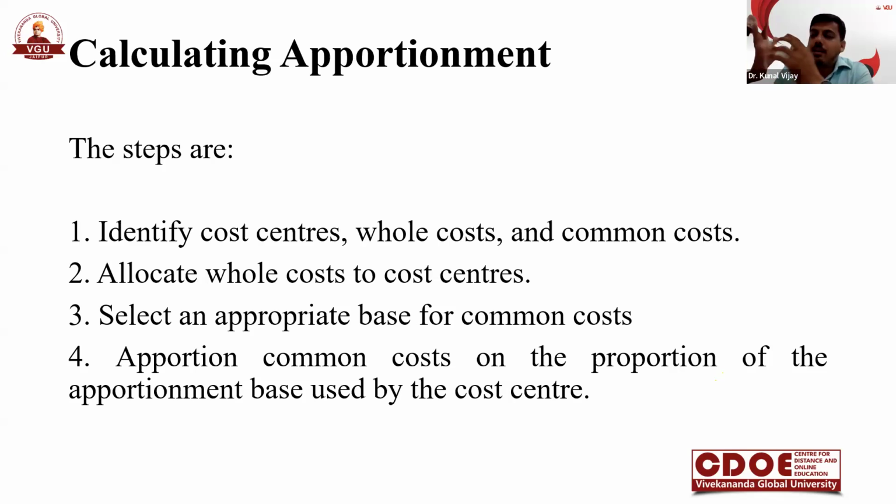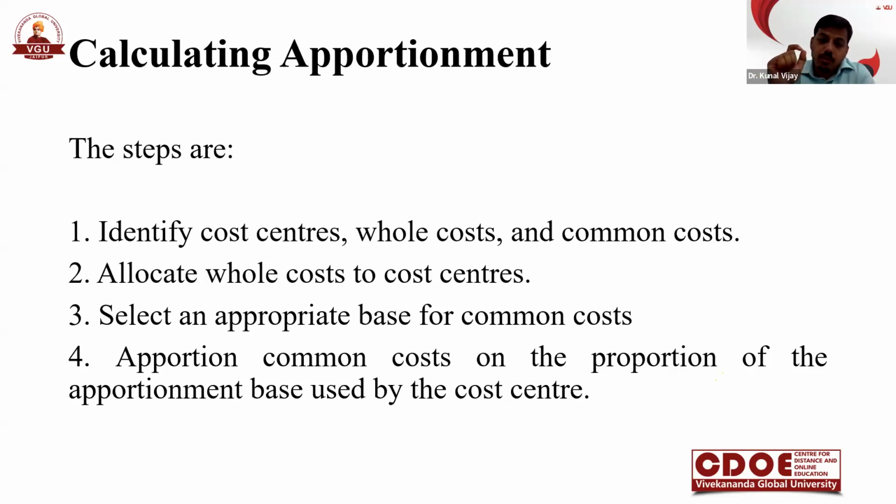is purchase center, sales center. So there can be different cost centers. So we will have to identify. Then after we will identify what is whole cost for particular cost centers. So we will directly allocate them. Then after that common cost for the entire cost centers. Okay. So we will identify them. Whole cost we have distributed.